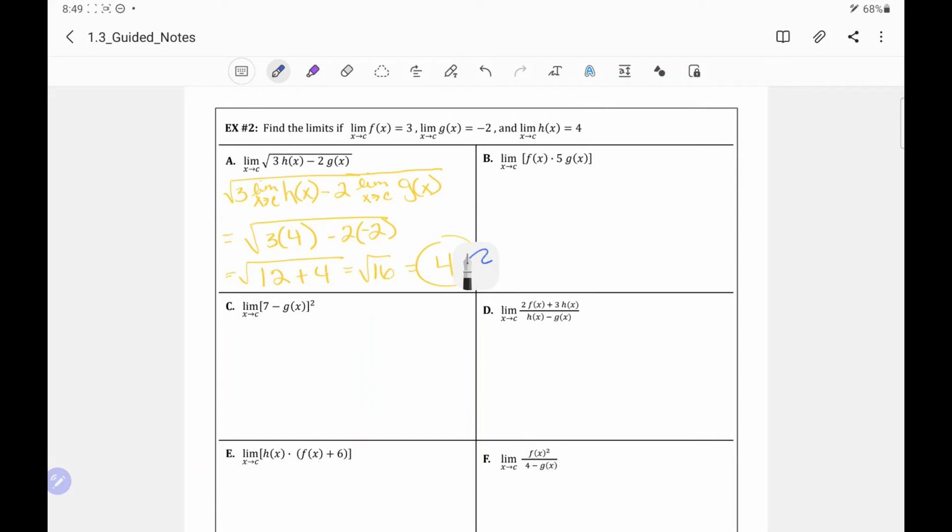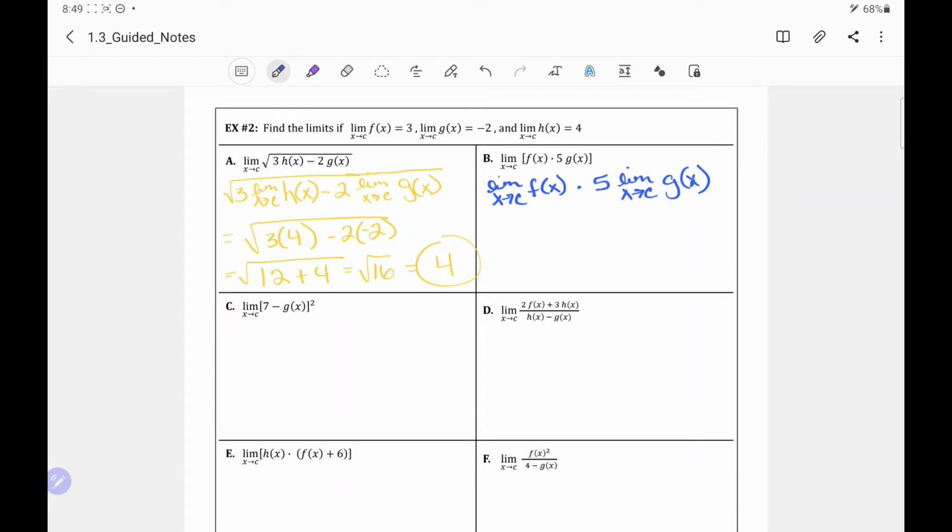Letter B. The limit as x goes to c of the product of f of x times 5 times g of x. So we're going to use our rules here. I've got the limit as x goes to c of f of x times 5 times the limit as x goes to c of g of x.